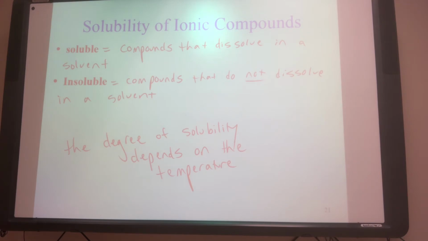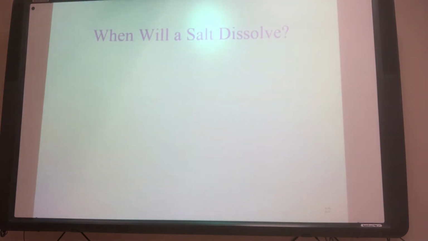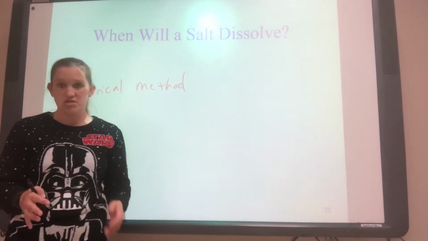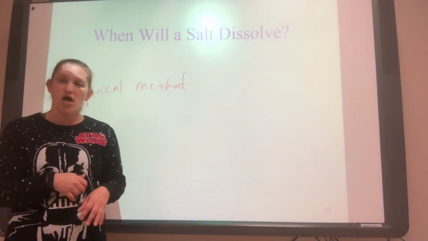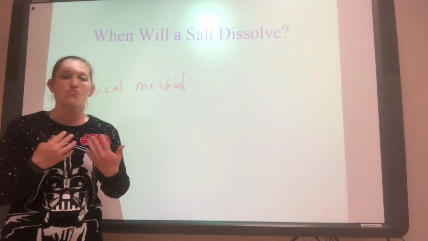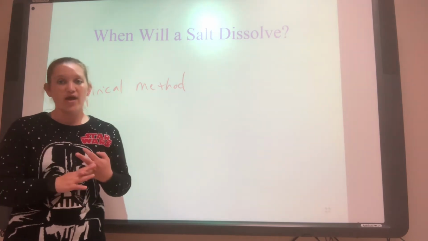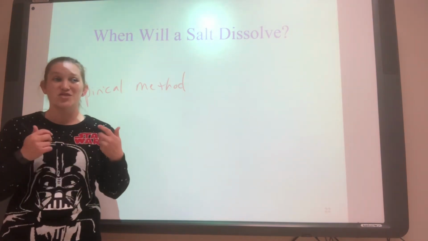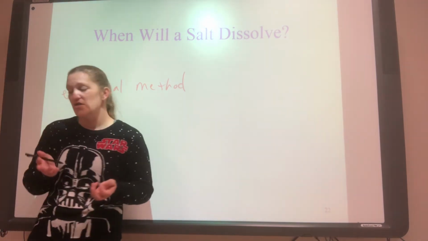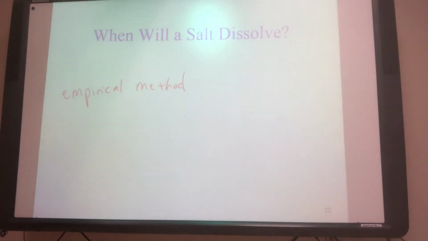So how did we figure this out? How do we know which compounds were soluble and which ones were insoluble? Back in the day, what they did to figure this out is called the empirical method. The empirical method is just a fancy term for it. They tried a bunch of stuff, dumped some stuff in some other solvents, tried a bunch of options, and recognized that there were patterns and trends based on what they were dissolving in. So it's pretty much trial and error.